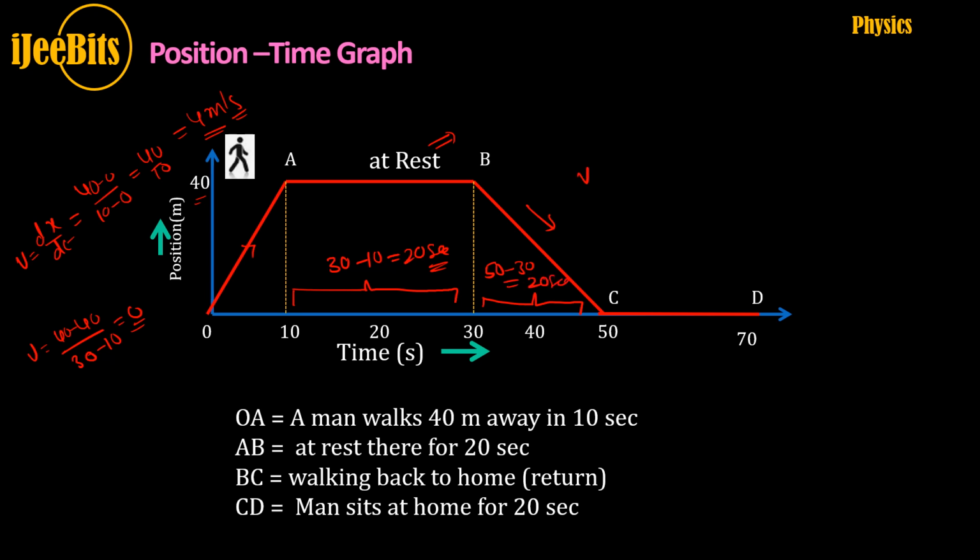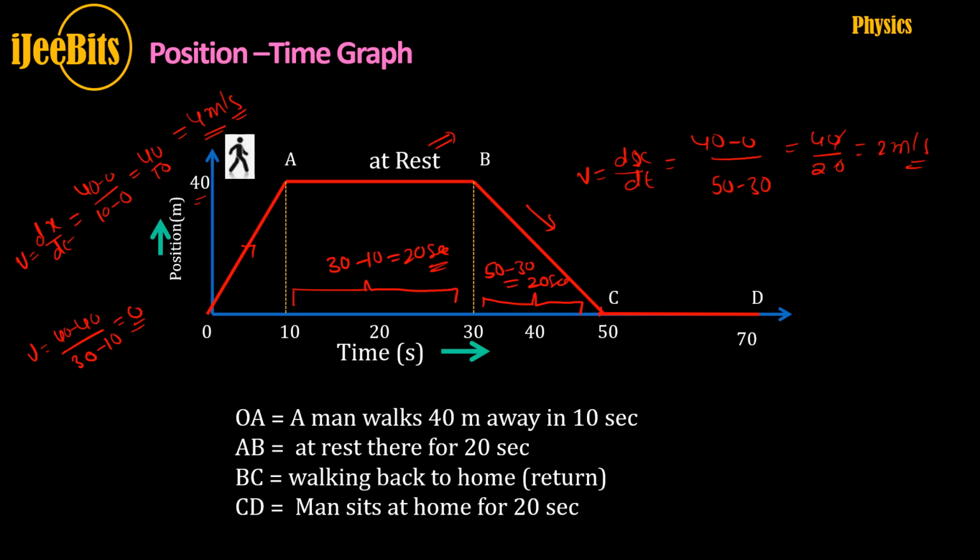So what is the velocity here? Velocity is ds by dt, or dx by dt. The max point is 40, so 40 minus 0 because you are reaching home. The time interval is 50 minus 30. So 40 by 20, 2 meters per second. So while coming, you are coming very slowly compared to going. Okay, that is the velocity.